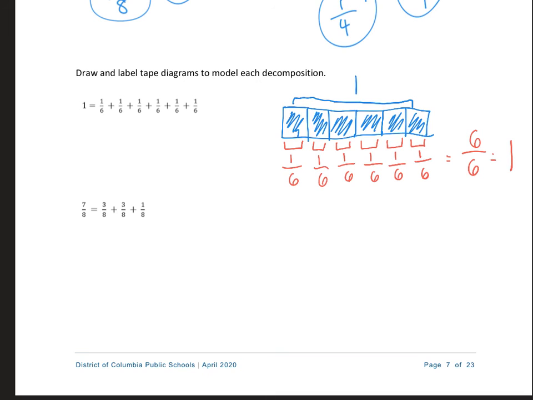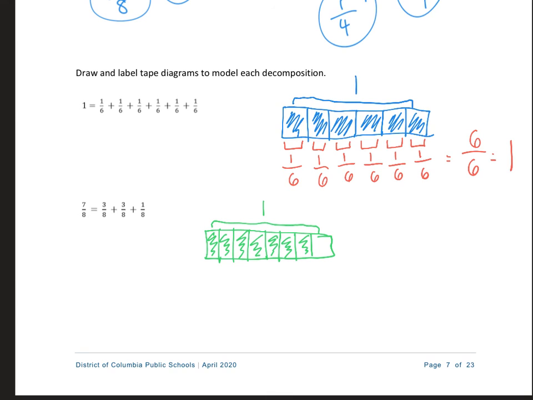All right, on the next one, they said 7/8. Again, I'm going to draw a tape diagram. I'm going to split it into 8 pieces because 8 is my denominator. I'm going to take these 4 and then split them up. All right, 8 pieces. And I know that I'm going to label this as 1 whole. And then I'm going to shade in 7 because 7/8 is my fraction. So 1, 2, 3, 4, 5, 6, 7.